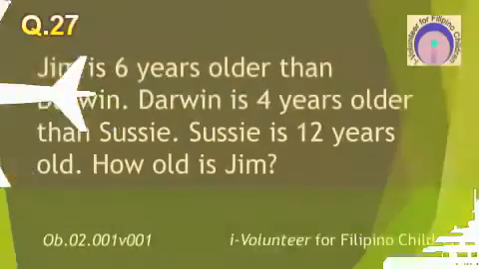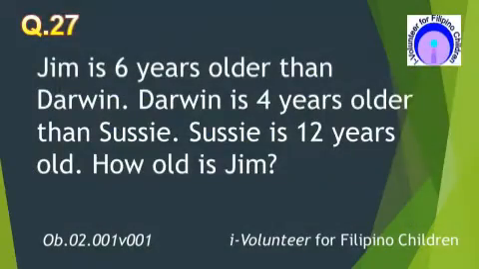Number 27. Jim is 6 years older than Darwin, and Darwin is 4 years older than Susie. Susie is 12 years old. How old is Jim? I repeat the question.